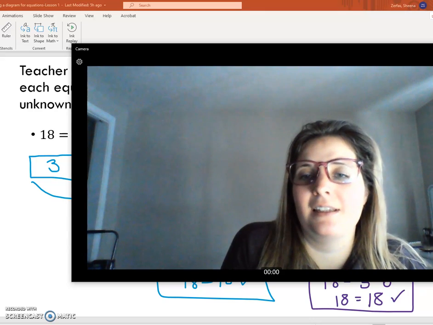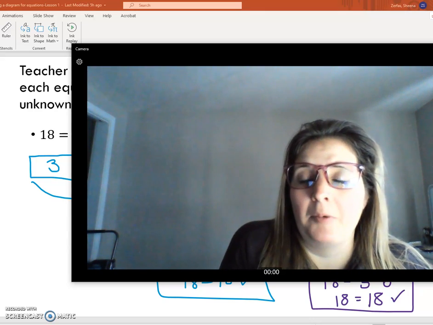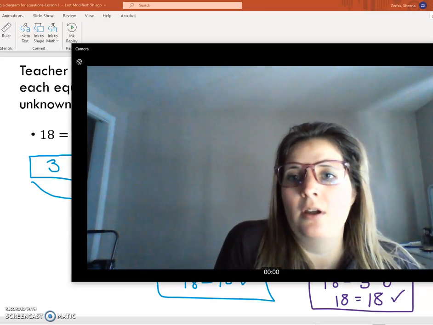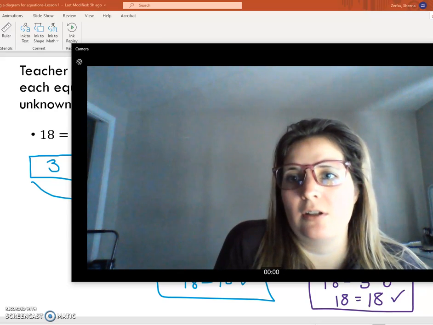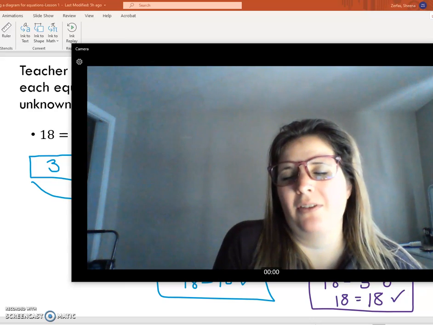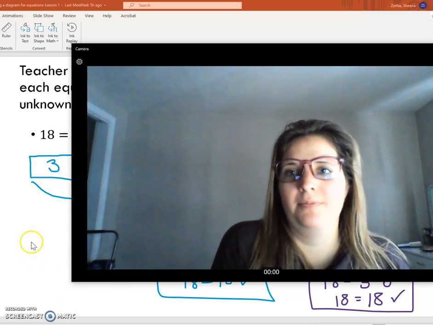Today we're practicing this skill with whole numbers and what I like to call friendly numbers. As we move through the unit, we'll see more difficult questions where we use diagrams with fractions and decimals. Good luck.